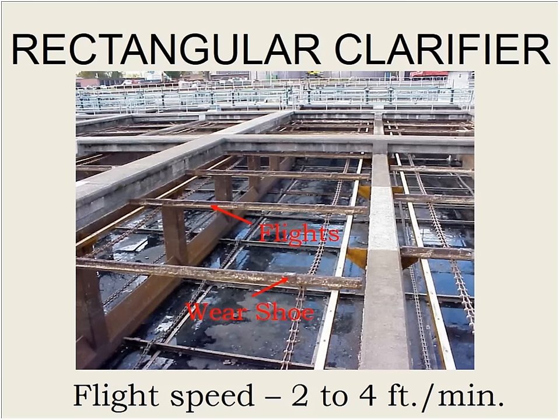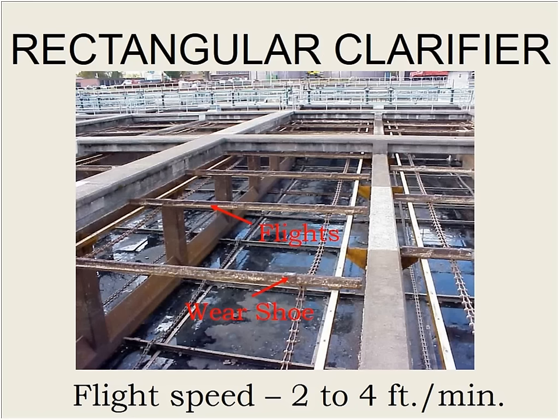So here's the chain and flight system. We have to have some method to keep the material moving out of the tank. These blades originally were made out of wood, now they're made out of fiberglass. On the floor, they're pushing solids towards the discharge point. The ones at the surface are pushing the floatable material towards a receiving unit.